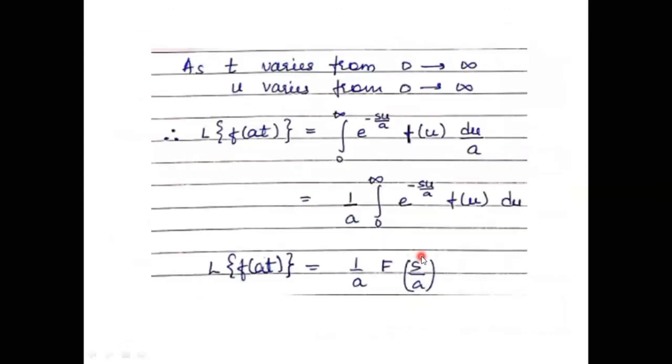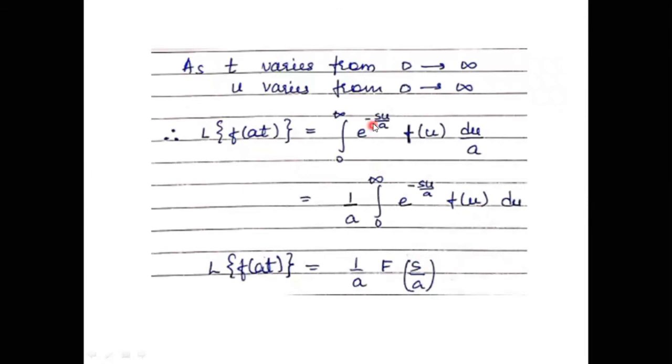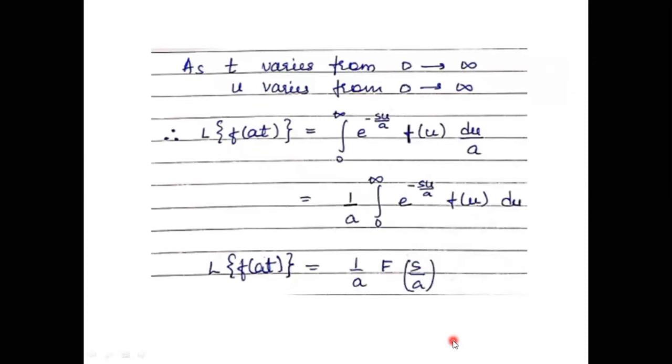And see why I've used this substitution. In place of t, I have u by a. Okay, t is u by a. So I have written minus s into u by a. And in place of at, I have u. So it is f of u. In place of dt, it is du by a. F of u du by a. And here 1 by a is constant. I've taken that outside. And e power minus su by a into f of u du, you're left with. And this is nothing but f of s by a.